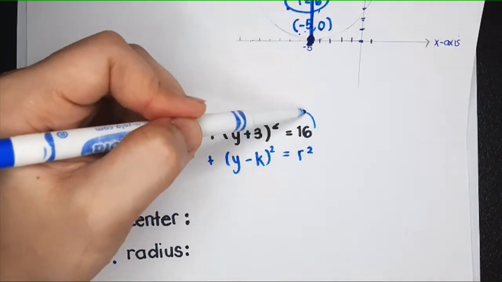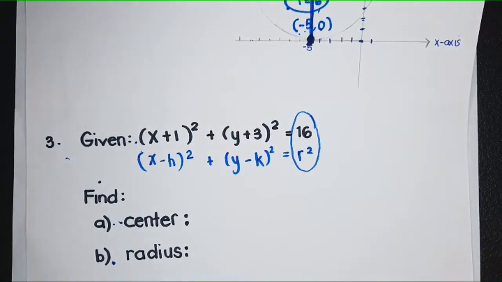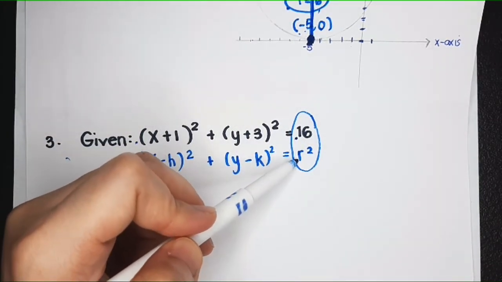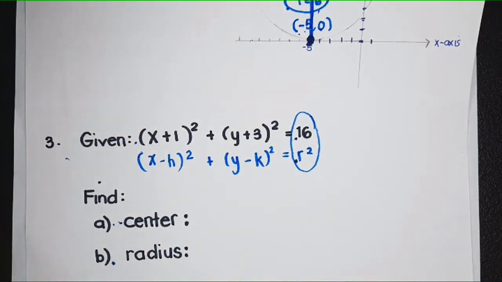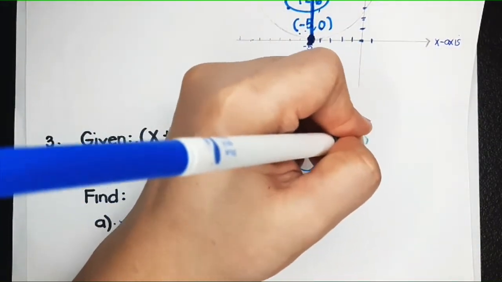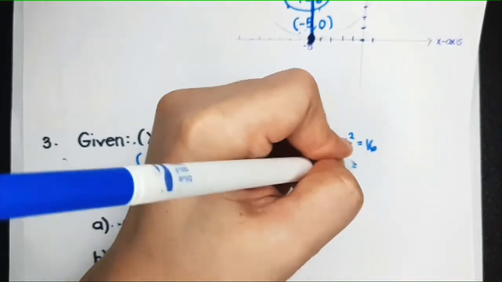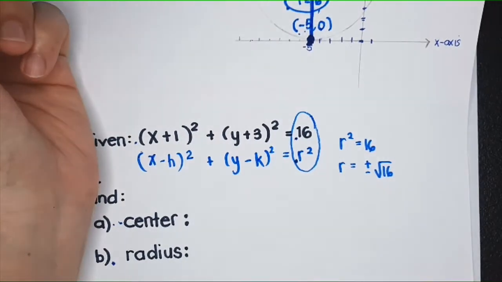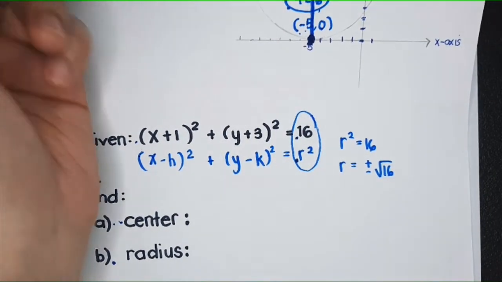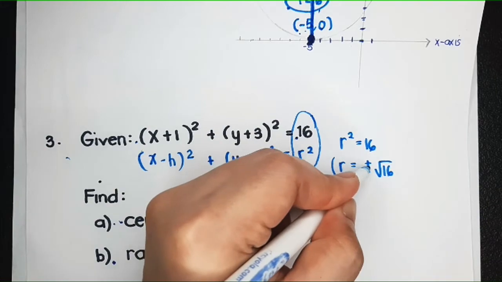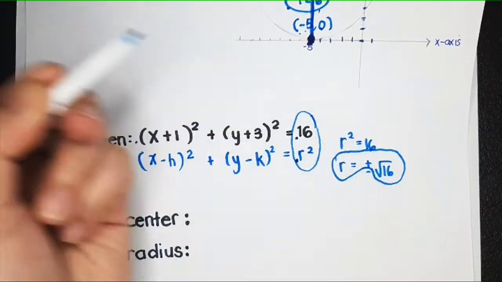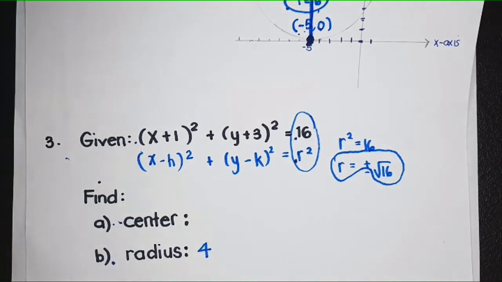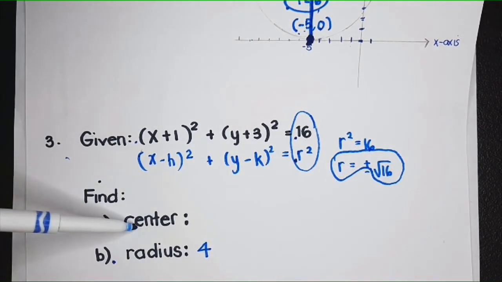Unahin natin to. Remember ha, the radius is not 16. Kasi yung 16, it's r squared. So what is the radius? r squared is equal to 16. So r is equal to plus or minus square root of 16. Pero nasabi ko sa inyo sa previous video, wala namang negative na radius. So that's why we only take the positive square root of 16. So we get the radius is equal to 4. What about the center?